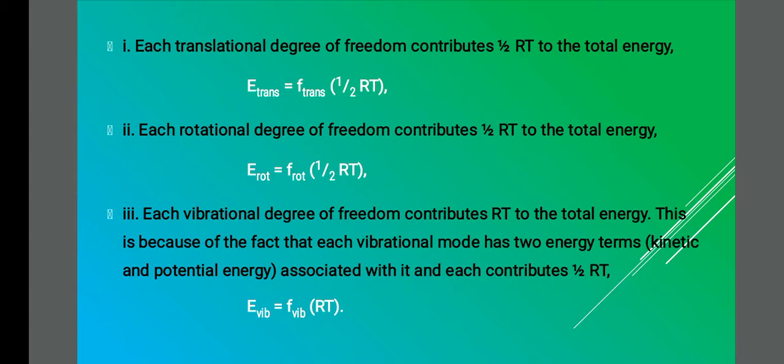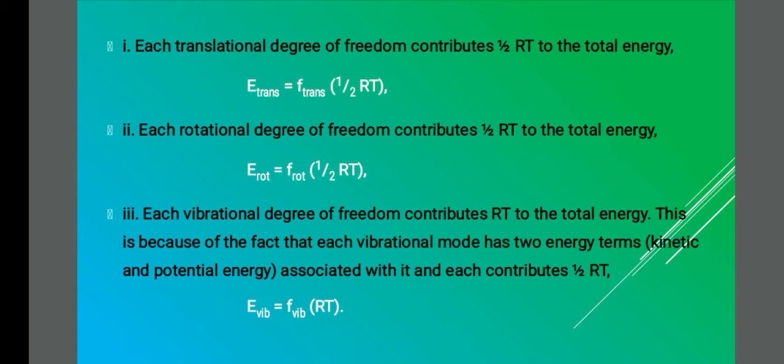Why do we say it is RT? There are two forms of vibrational energy. One we call kinetic energy, another is potential energy. So kinetic energy will contribute half RT plus potential energy will contribute another half RT. So half RT plus half RT, the answer is RT. Is it clear now? So this is the total energy contributed by translational, rotational as well as vibrational energy.